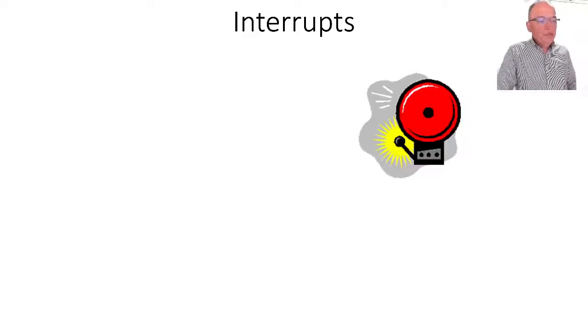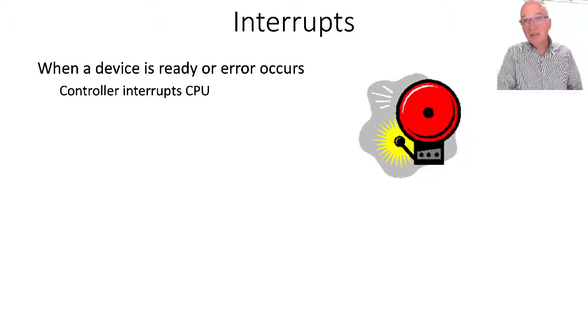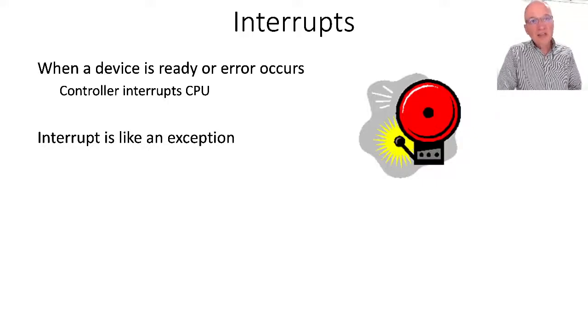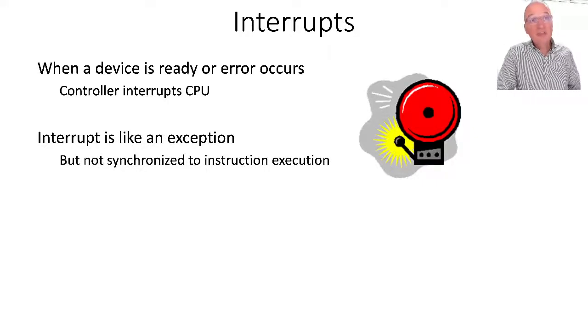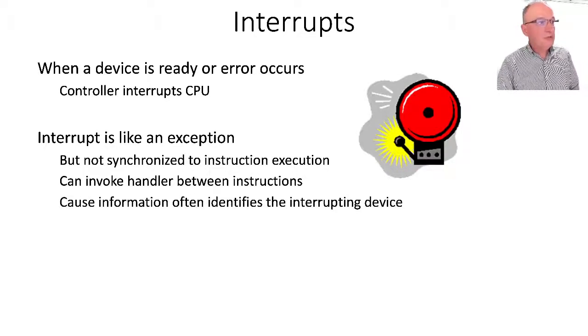In the case of interrupts, when a device is ready for action or when an error occurs, the controller of that device is going to interrupt the CPU. So unless there is an interruption, the CPU can keep carrying on and doing its job. The interrupt is like an exception. It's processed in the very same way, but it's not synchronized with the instruction execution. An interrupt can happen at any time. The interrupt can invoke a handler in between instructions. So you know the instruction has finished execution, but it's not like you are in the middle of an instruction like what happens with an exception.